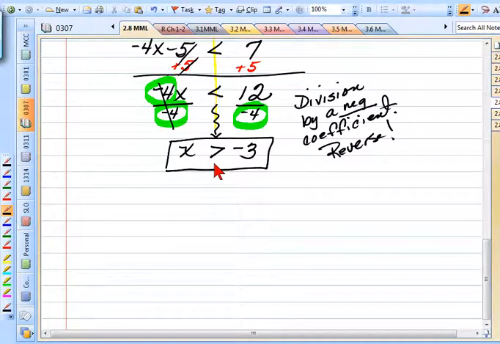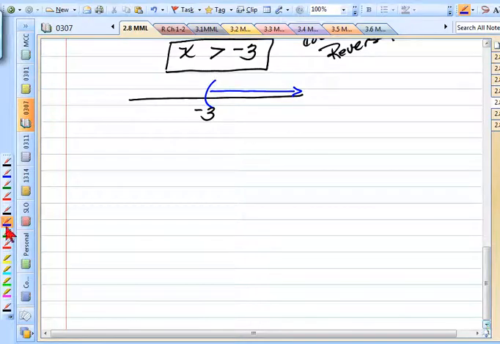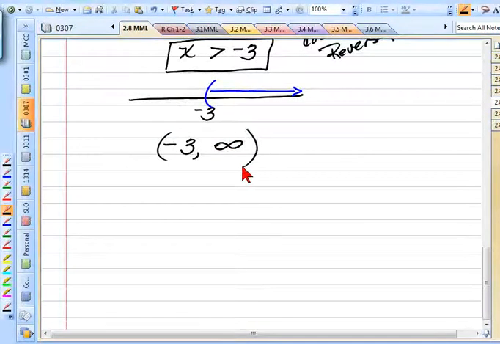As a number line, locate negative 3. If x is greater than negative 3, then it's off to the right. And what will the symbol be? Parentheses. And now what will the interval look like? Negative 3, comma, and then the infinity. So once again, you've got an inequality, you've got a number line, and you've got an interval.